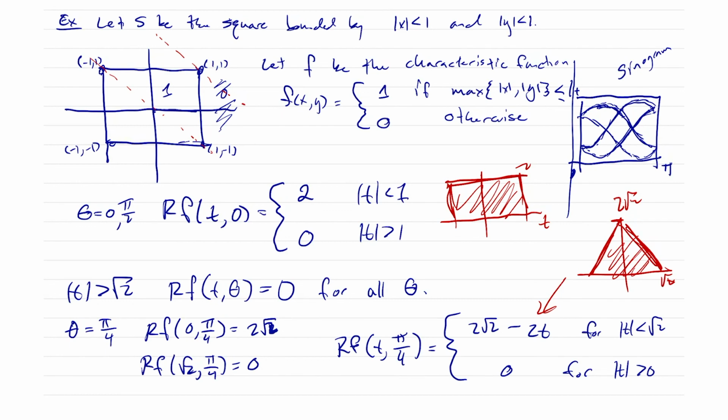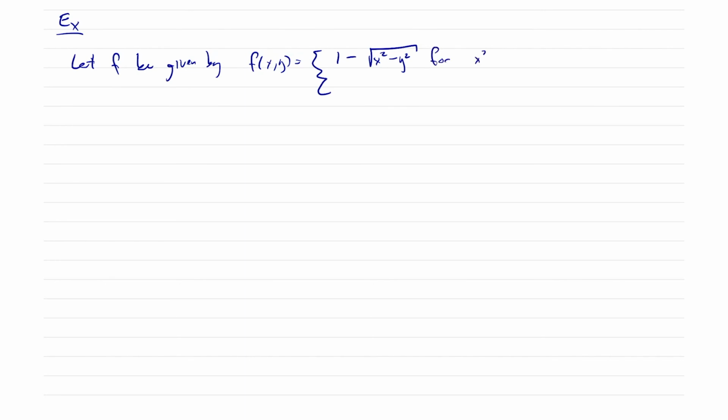Yeah. So let's go on to the next example. Okay, so this next one, we're actually going to be talking about something that isn't actually a characteristic function, but we're going to let f be given by, say, f of xy is equal to 1 minus the square root of x squared plus y squared for x squared plus y squared less than or equal to 1, and 0 for x squared plus y squared bigger than 1.